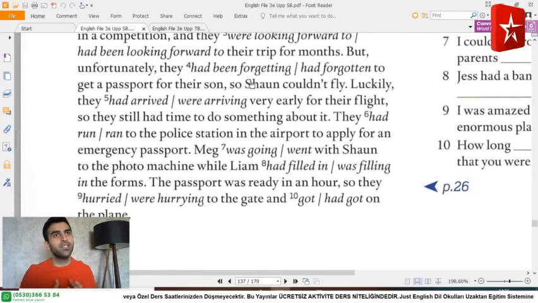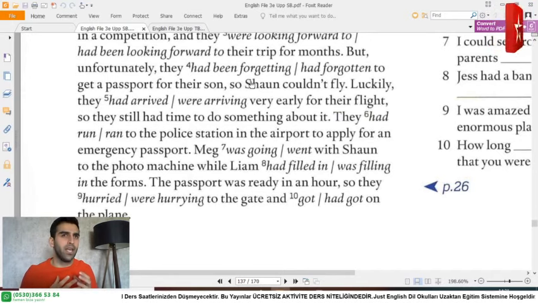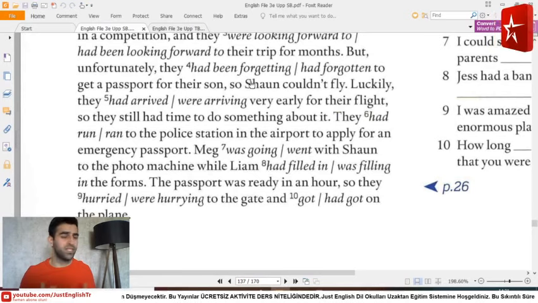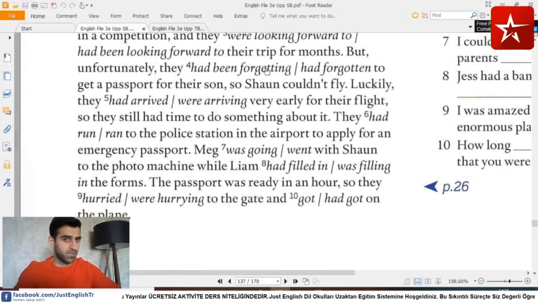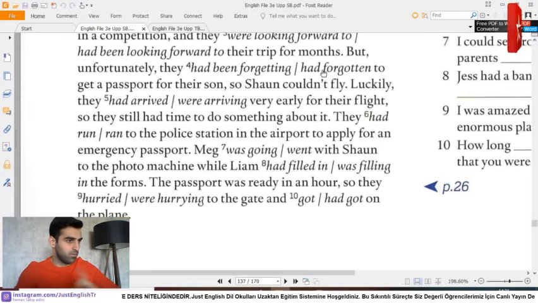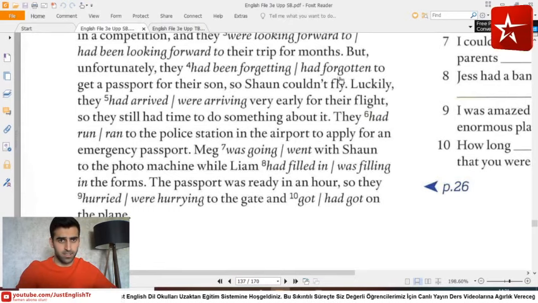Why? Because forget is a non-action verb. I am forgetting. No, I can't say I've been forgetting. If it is a non-action verb, we can't use it in a continuous tense. That's why the correct answer is had forgotten. Yes, most of the students, actually all of them, are correct. Fantastic answer. Thanks so much for your great answers. And next, let's continue with number 5.